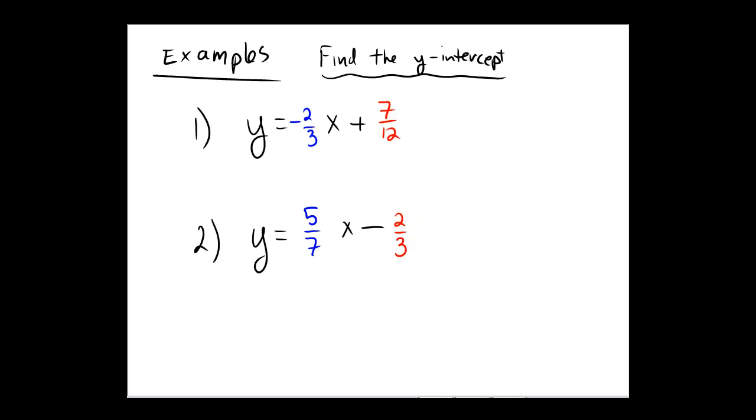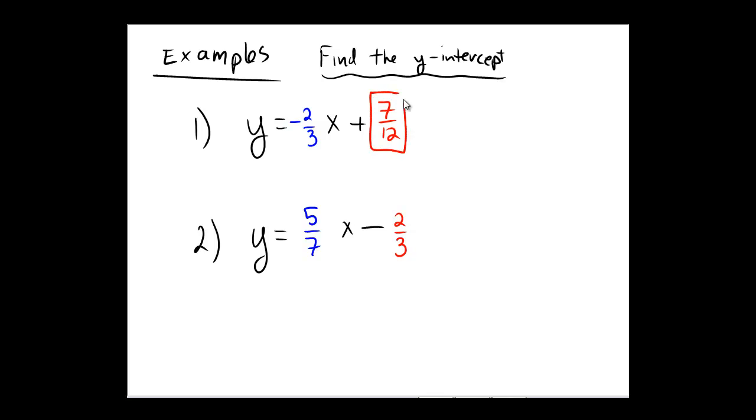Find the y-intercept of the two lines here. Pause the video and see if you can do this on your own if you wish. But assuming you've taken a fair shot and tried it on your own, the y-intercept of the top line, well, the top line is written y equals negative 2/3 x plus 7/12. And the y-intercept was the b, the number at the end.